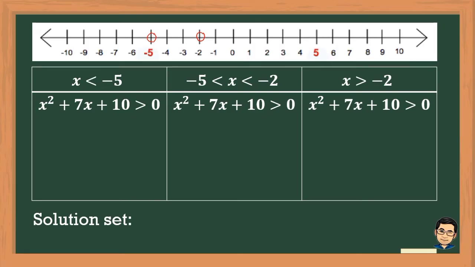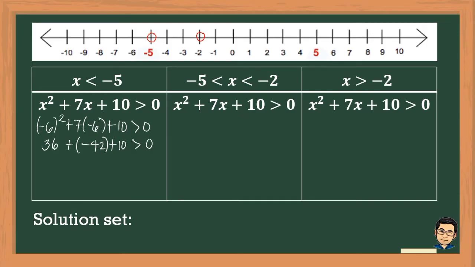Okay, let's have x is less than -5. So, ang kukunin natin yung kasunod ng -5 na mas mababa is -6. So, isa-substitute lang natin yung -6 sa given inequality. Okay, so -6 squared, that is positive 36. And then, 7 times -6, that is -42. Plus 10 is greater than 0.